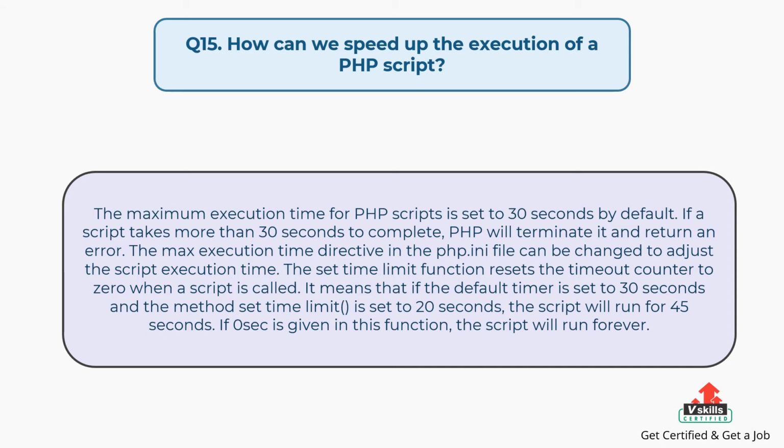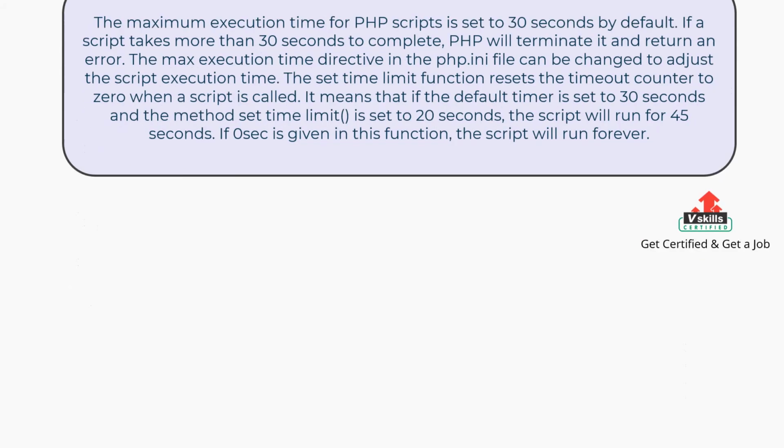The setTimeLimit function resets the timeout counter to 0 when a script is called. It means that if the default timer is set to 30 seconds and the method setTimeLimit is set to 20 seconds, the script will run for 45 seconds. If 0 seconds is given in this function, the script will run forever.